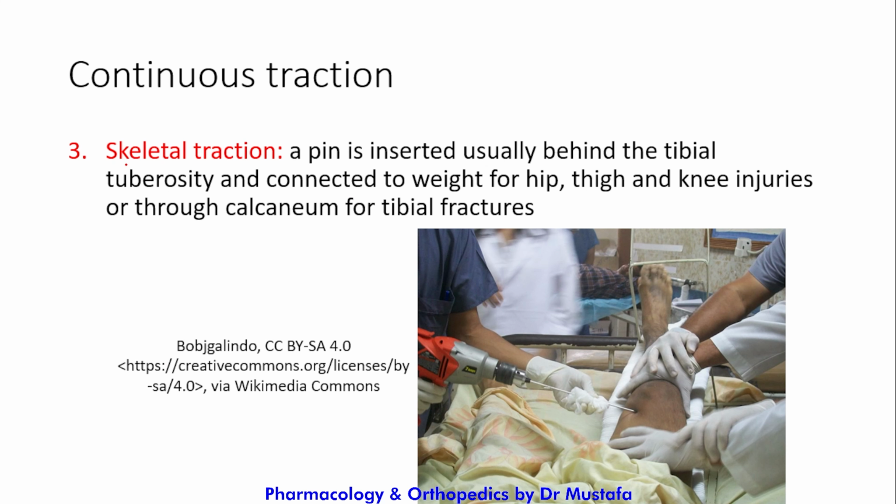Skeletal traction, on the other hand, has a pin inserted, usually behind the tibial tuberosity and connected to weight for hip, thigh, and knee injuries, or through the calcaneum for tibial injuries. So it is either through the tibial tuberosity or through the calcaneum, depending on whether it is a hip, thigh, or knee injury or a tibial fracture. And this is a picture of that.